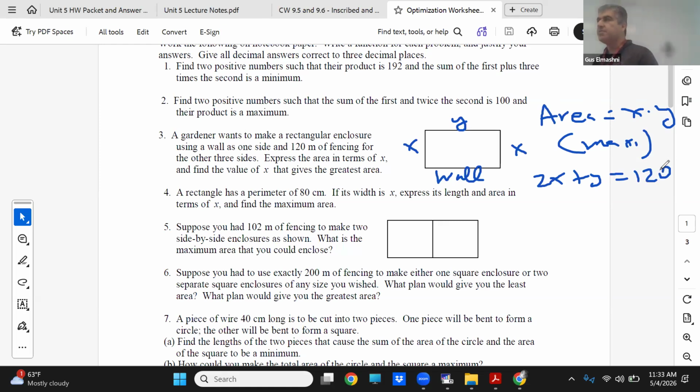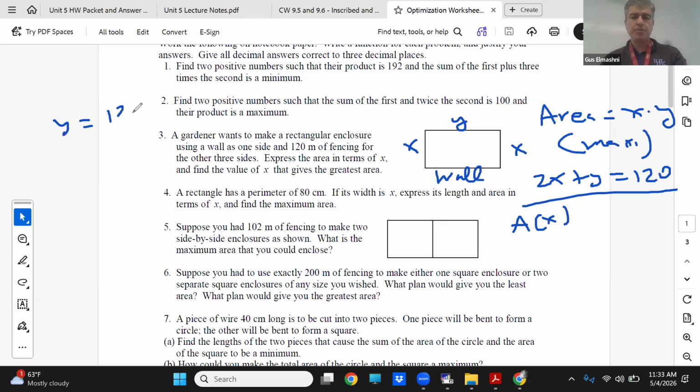Okay, so what do you think I'm going to do? Let's substitute. So if I substitute, let's get the area in terms of x. My apologies. So if I substitute, what's y going to equal? 120 minus 2x. My apologies. 120 minus 2x. So area is going to be x times 120 minus 2x.